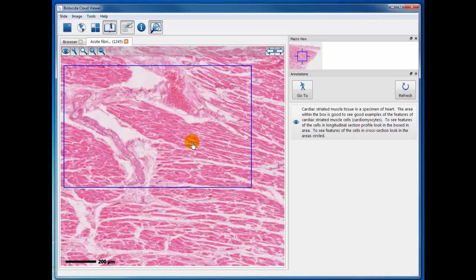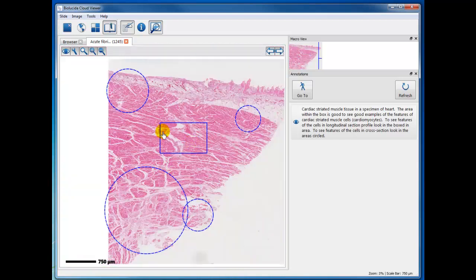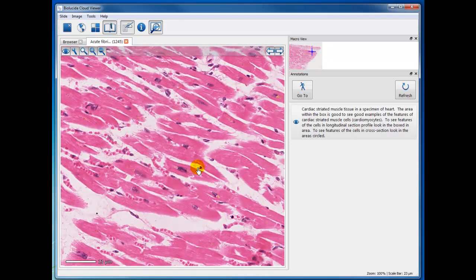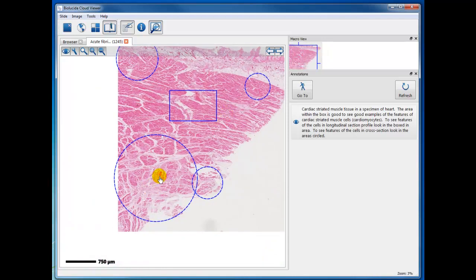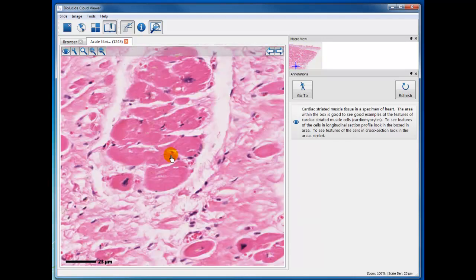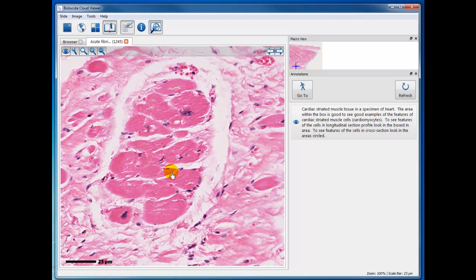You can go and look at the cross sections and be sure that you learn the features. I'll just enlarge this briefly here. This is not a very good cross section, so maybe down in this area would be better. Now this is a pretty good cross section. You can see you don't have any perfect profiles, except for here you have a nucleus in the middle of a profile of a cardiac muscle cell, and here likewise.